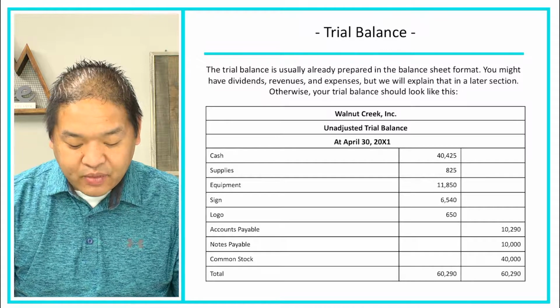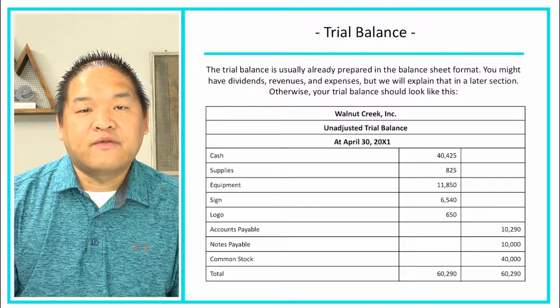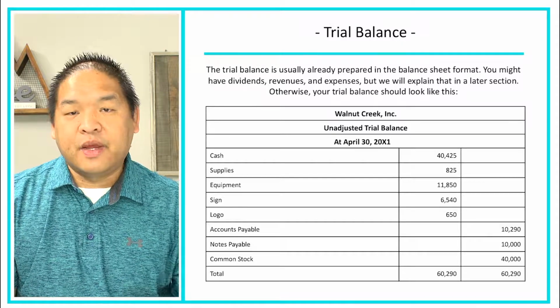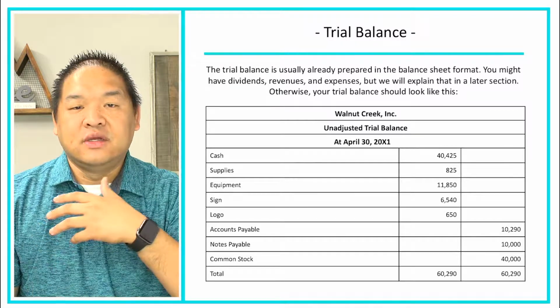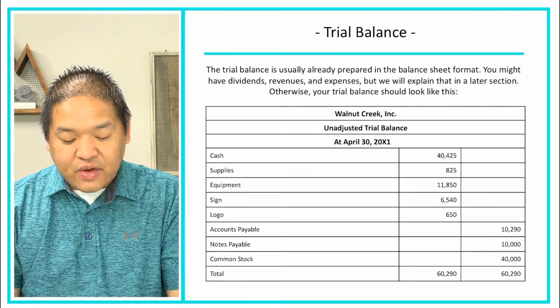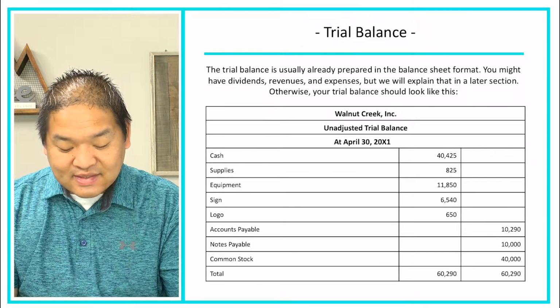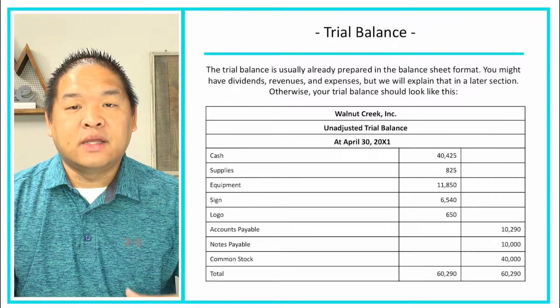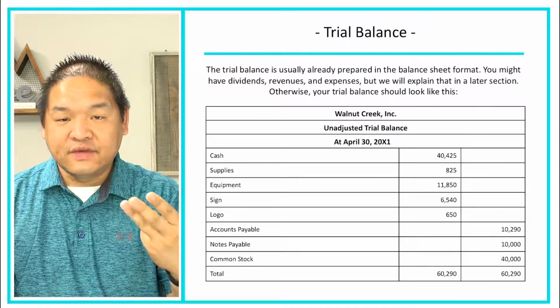So let's look at an example here. So I have a trial balance, and it's usually prepared in a format where the balance sheet's already prepared. So all we're doing is just moving it from here to a balance sheet financial statement. Now, you might have some dividends and revenues and expenses, but we'll explain what we're going to do with that later. In this instance, we have none of that. So that's why we can prepare the balance sheet, because we don't have to worry about revenues, expenses, or dividends.